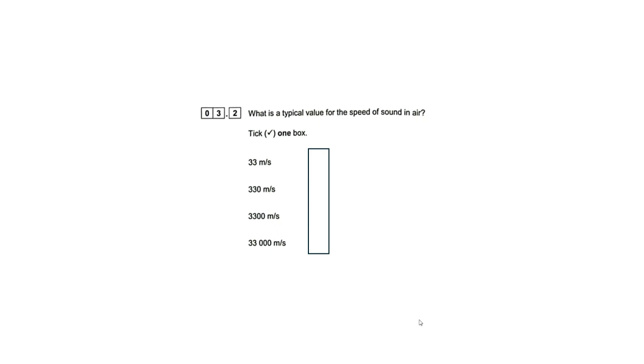3.2. What is a typical value for the speed of sound in air? You have to know this one is 330 meters per second. Okay, you have to know this value. You also need to know the value for the speed of light, which is 300 million meters per second, or 3 times 10 to the power of 8 meters per second. So this one here was 330 meters per second.